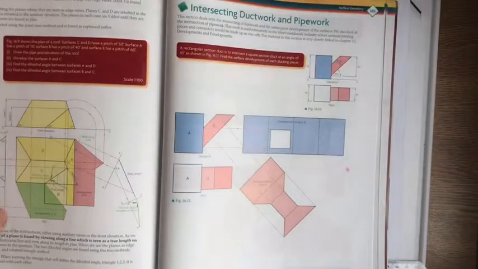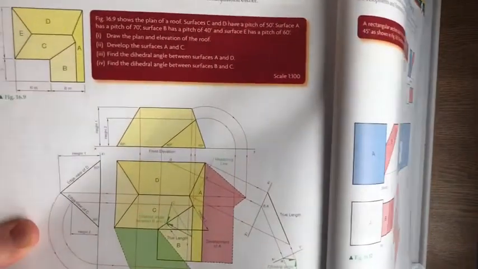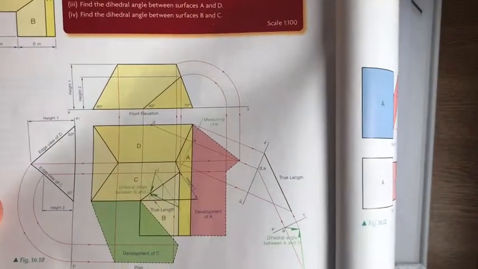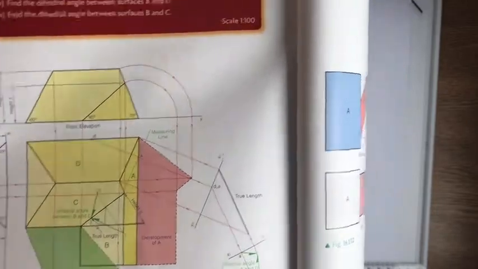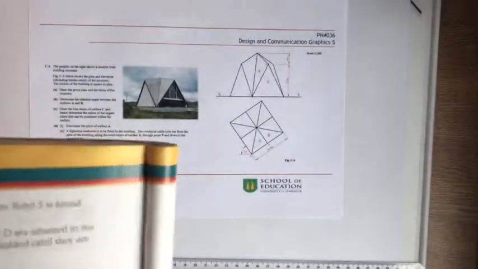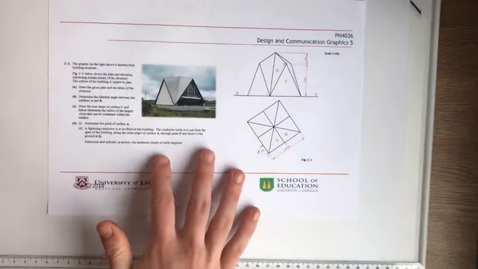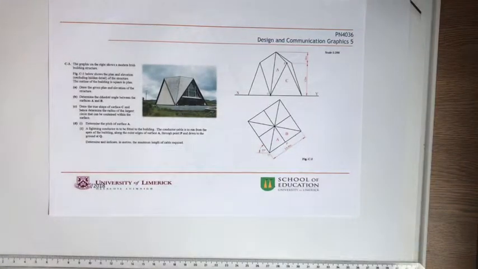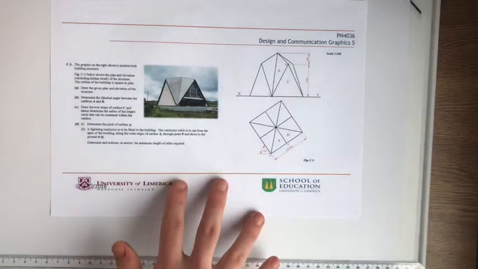finding dihedral angles. And it also states that auxiliary views are used extensively, which is the case. And then on the other part of it, it gives another example of roof geometry, which is solved. So what I'm going to do today is just go through the 2015 Leaving Cert question. It was also given in one of our labs.